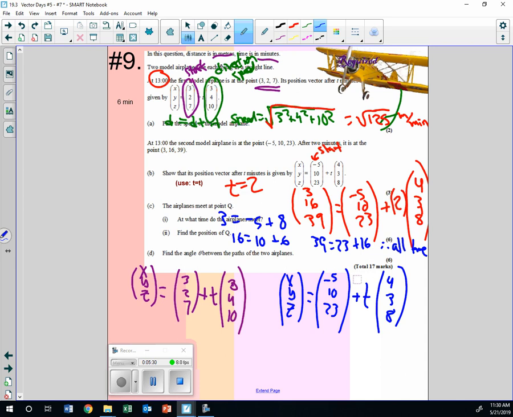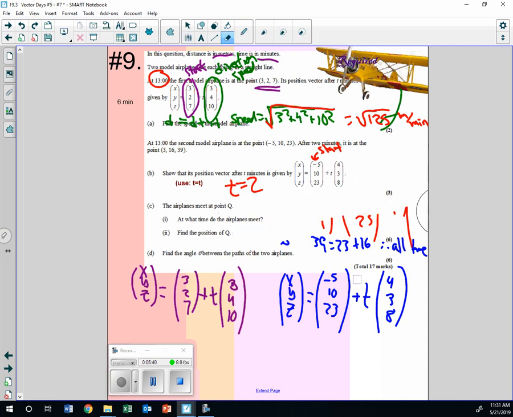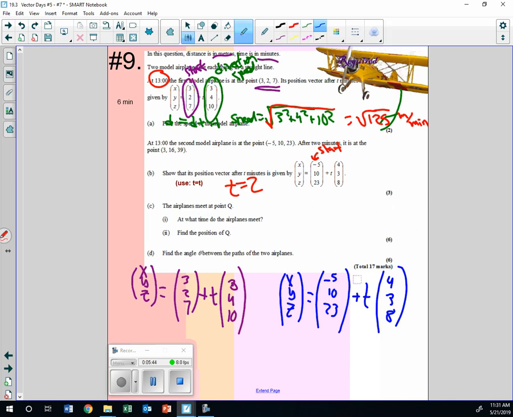Next, show that its position. Okay, we did that. The airplanes meet at point Q. What time do they meet and what's their position? So I'm going to erase this so we have some space here. You think about these two equations. At what time do the airplanes meet?